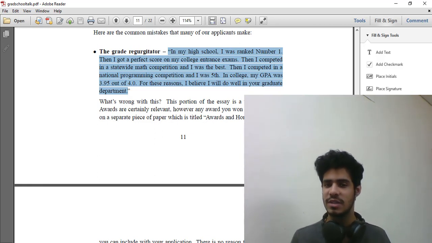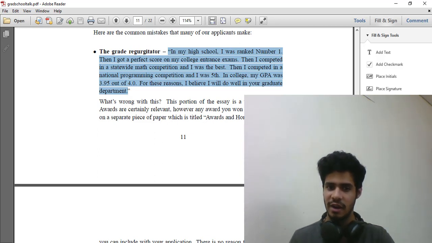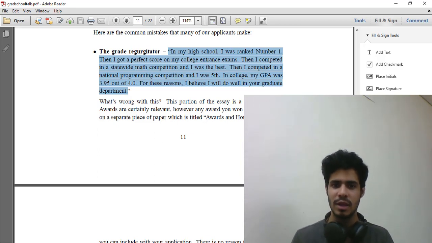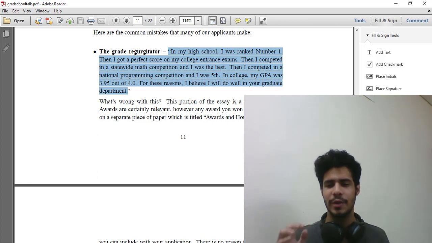So basically the admissions committee is already going to have to go through it over there, and if they're going through it over here again, they don't need a revision of your achievements, right? So you're being very, very redundant here. I would advise that you stay away from this. If something has already been mentioned, don't mention it again.